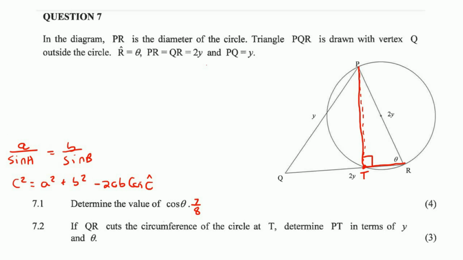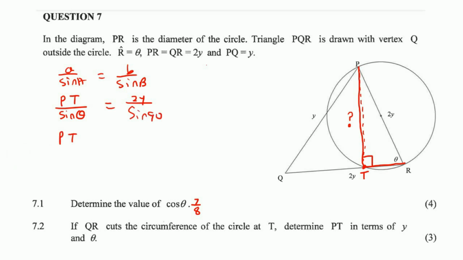So we're looking for the size PT. That's the one we're looking for. We do have an angle opposite that one, which is great. And then we could just use this 2y opposite the 90 degrees. That's fine. So we could say A over sin A equals B over sin B. That's going to be PT over the sin of its opposite angle, which is theta, the same as 2y over the sin of its angle, which is 90 degrees. So PT over sin theta equals 2y over the sin of 90. Now the sin of 90 is just 1.